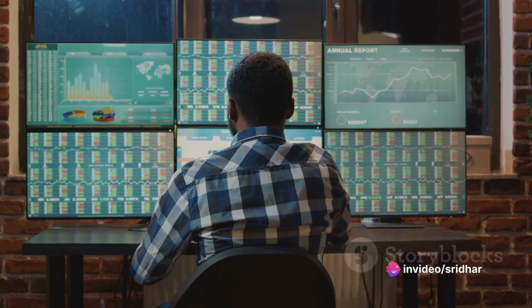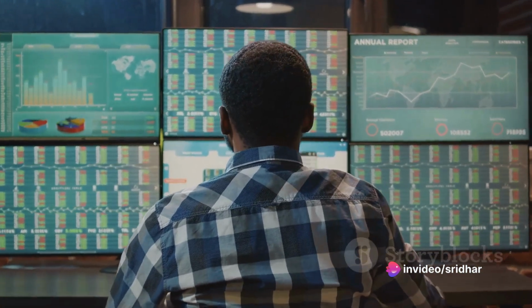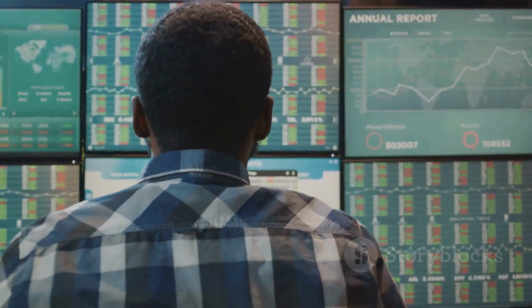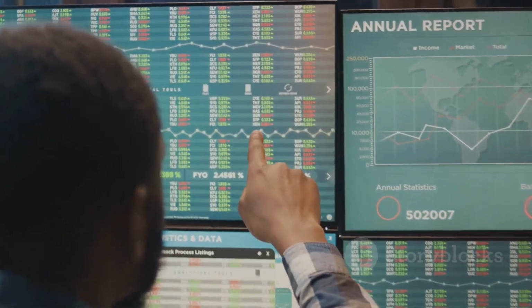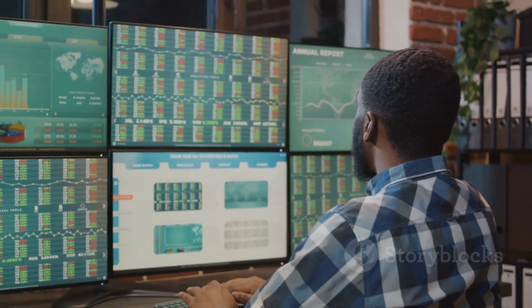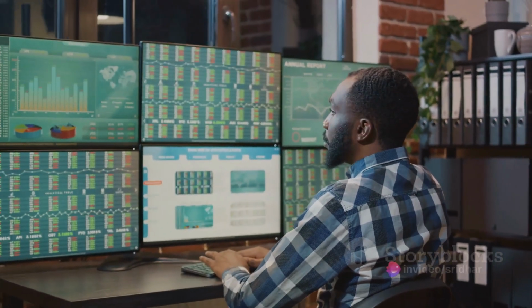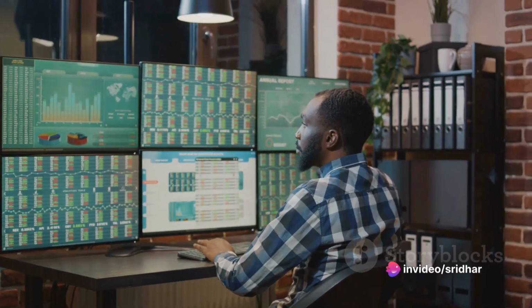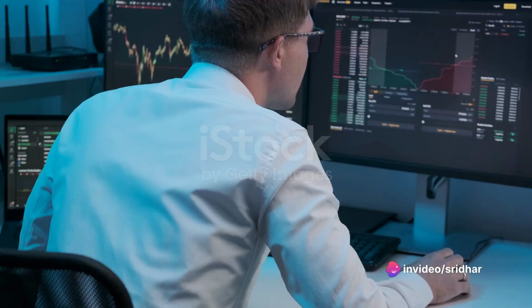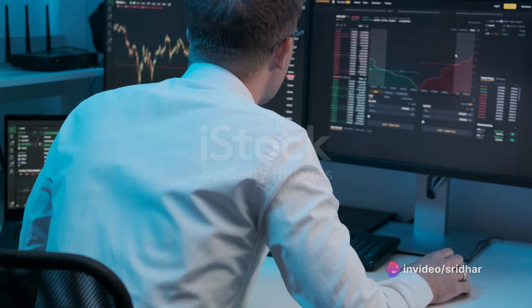Just remember, though, Fibonacci extensions are not a standalone tool. They're best used in conjunction with other technical analysis tools and indicators. They're part of a wider strategy. And now, a question to ponder. Extensions give us potential targets, but how do you use them in your trading strategy?